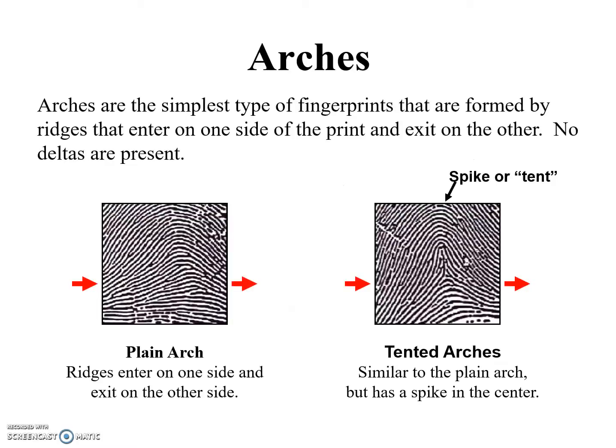Plain arch. You can see right here that there is a spike or tent in the tented arches. It really allows for what looks almost like a tent, and that's why they call it a tented arch. Ever seen a teepee? It's great. Plain arches have more of a heel. They enter and exit out the same side.